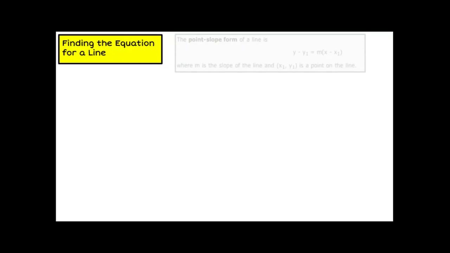Another very important skill also is finding the equation for a line. In particular, it's important for us to know how to find the equation when we are given 2 points. A very useful equation to know is the point-slope form for a line. Let's practice using this form to find an equation for the line. The point-slope form is y minus y sub 1 equals m times the quantity x minus x sub 1.